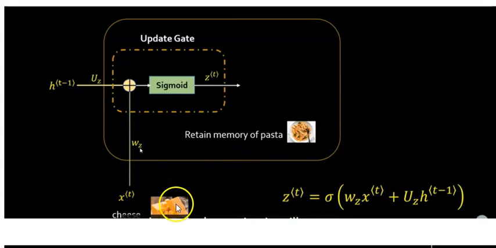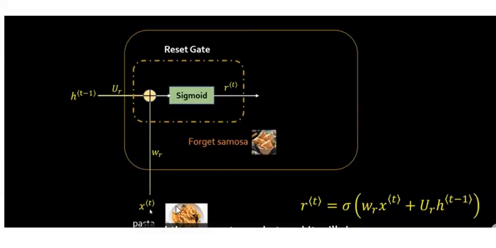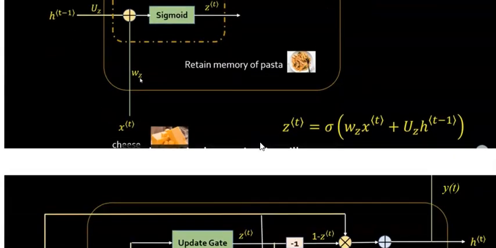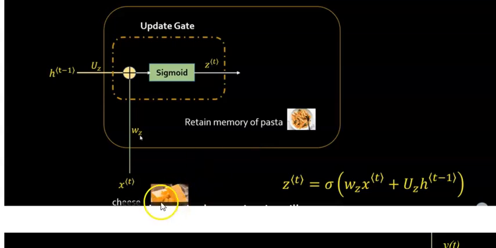When pasta comes, it was reset. It forgot about the samosa. But when cheese comes, it has to update the gate. It doesn't need to reset the gate. That is, we need to retain the memory of pasta, and along with pasta, we need to add the memory of cheese. Then only we can predict the cuisine is Italian. So the equation will again be the sigmoid activation function applied on the weighted sum of X of t and H of t minus 1, with weights WZ and UZ.